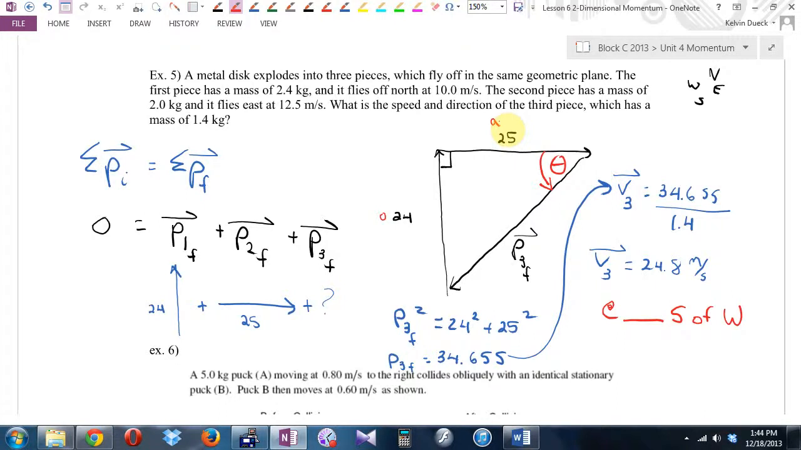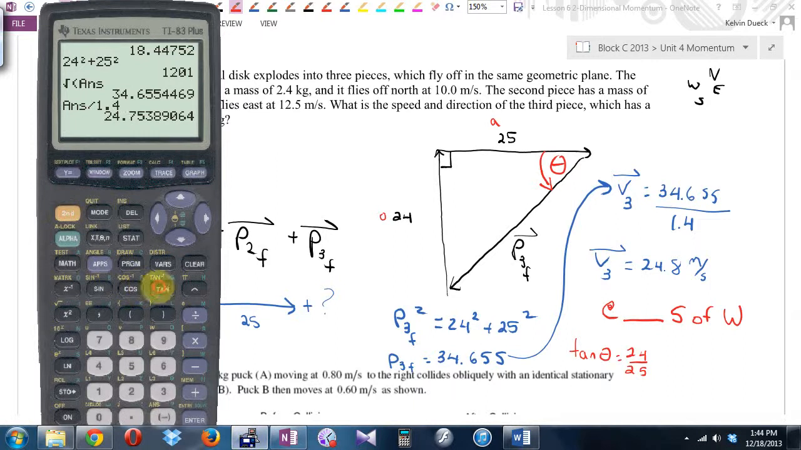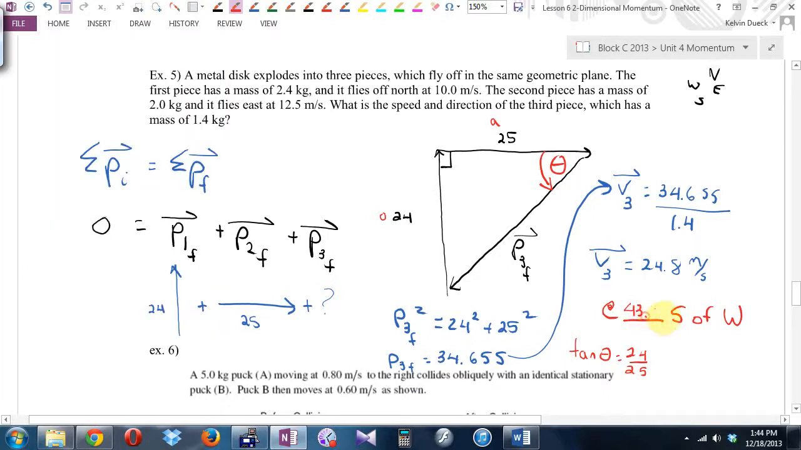Which trig function can I use? tan theta equals opposite over adjacent, running out of room, but this will work. Opposite over adjacent. Whoop. I get 40, oh, I was close, 43.8 degrees. I knew it was going to be close to 45.